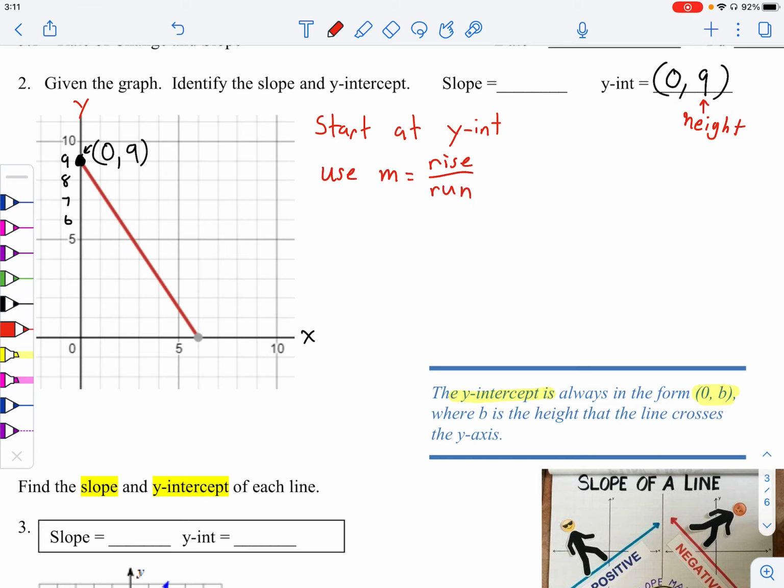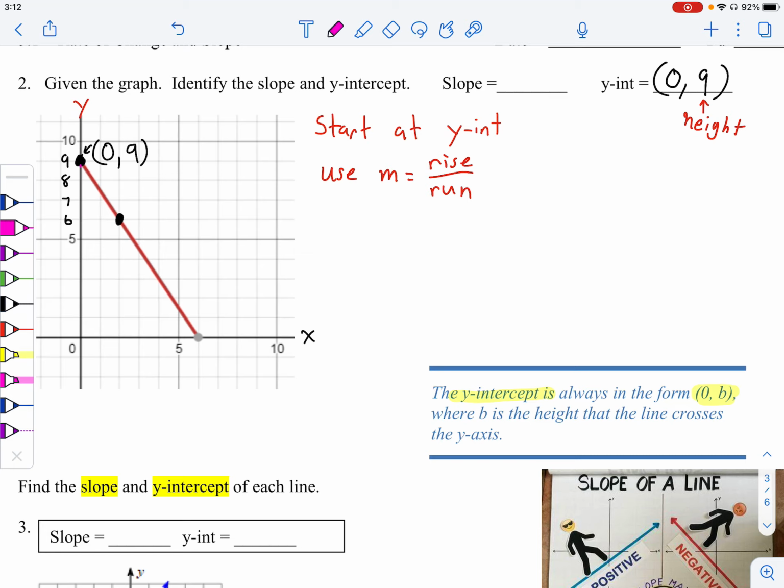Run. So m equals rise over run, right? So we use our slope. Remember, we follow until we hit a corner. So here's our starting point. We always start at the y-intercept. We go down till we hit a corner right there. So we're going to use this point, and we're going to use what is our rise over run, right?